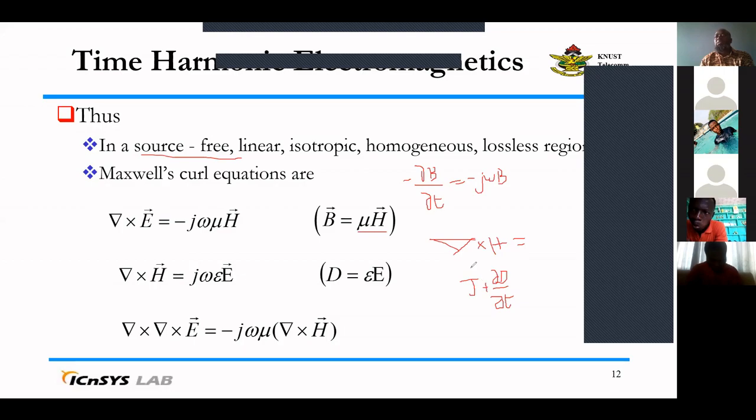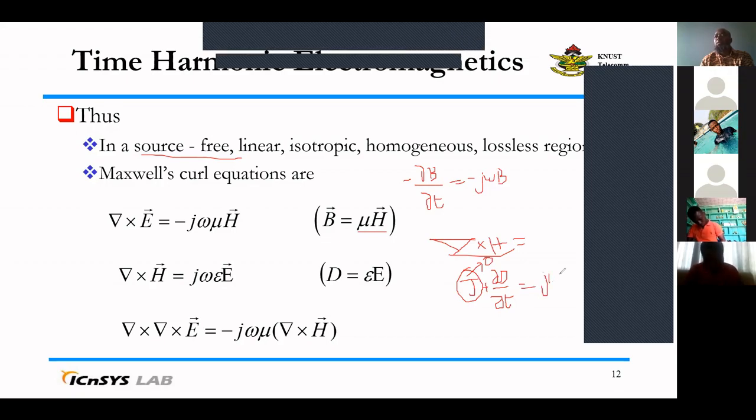But we are dealing with a source-free field. If the field is source-free, then J equals 0. If J equals 0, then curl of H must be equal to ∂D/∂t. But ∂D/∂t must be equal to jωD, since we are dealing with sinusoids. And this D is again what? Epsilon E. So jωεE will be the curl of H.